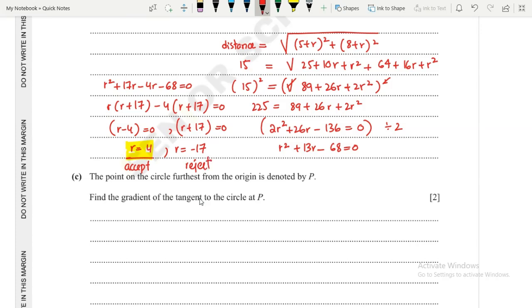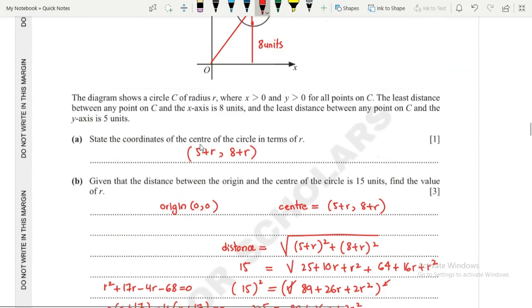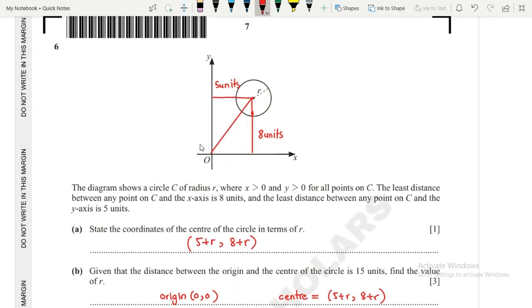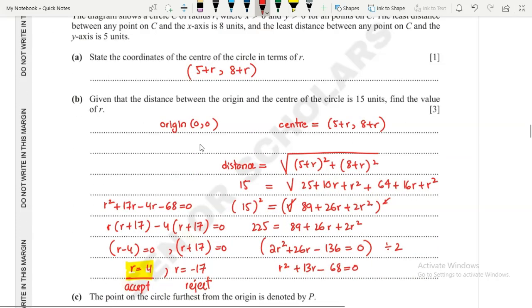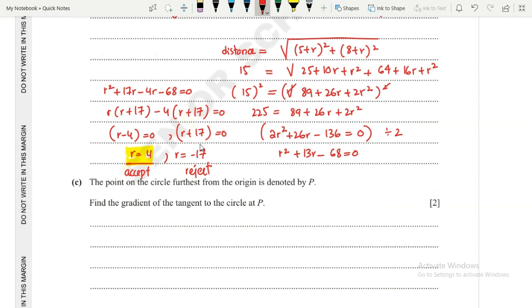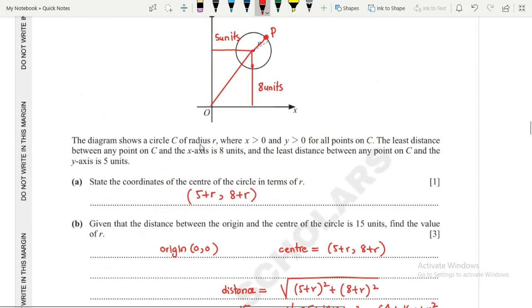The point on the circle furthest from the origin is denoted by P. So the point they are talking about is, if we extend this line, the point farthest from the origin, this is your point P. Find the gradient of the tangent to the circle at P. First of all, we will find the gradient, because the line from the origin to the center and the point farthest from the origin are lying on the same line. The gradient will be the same.